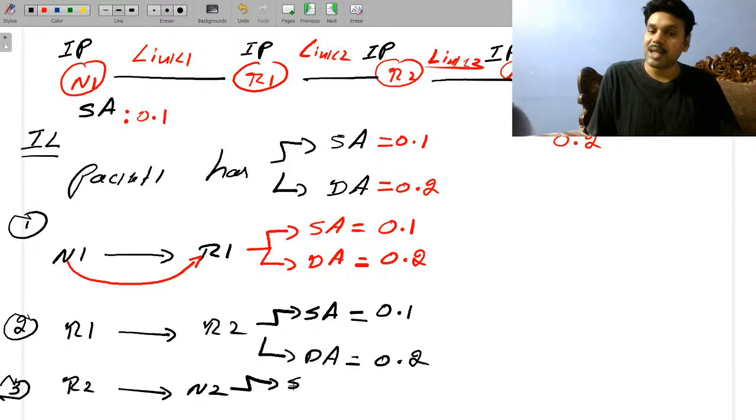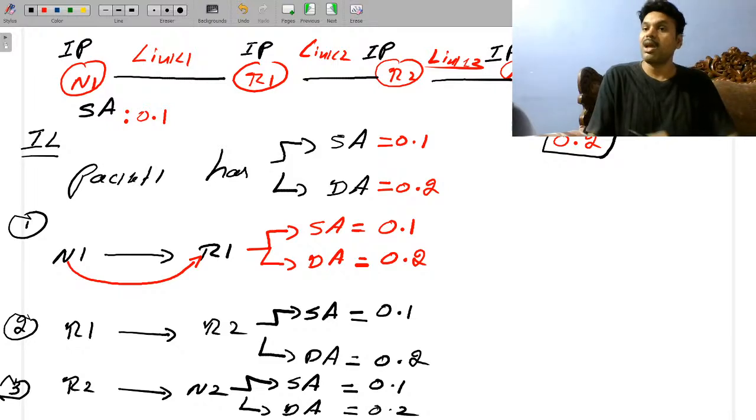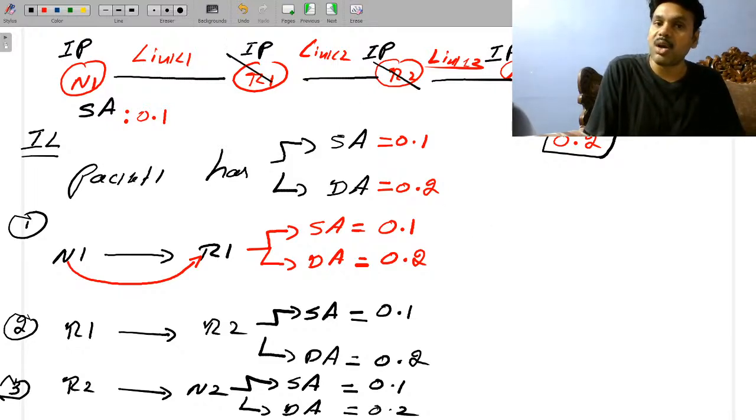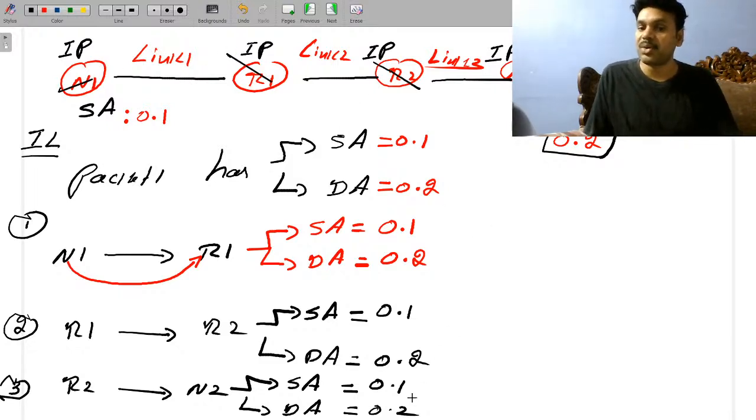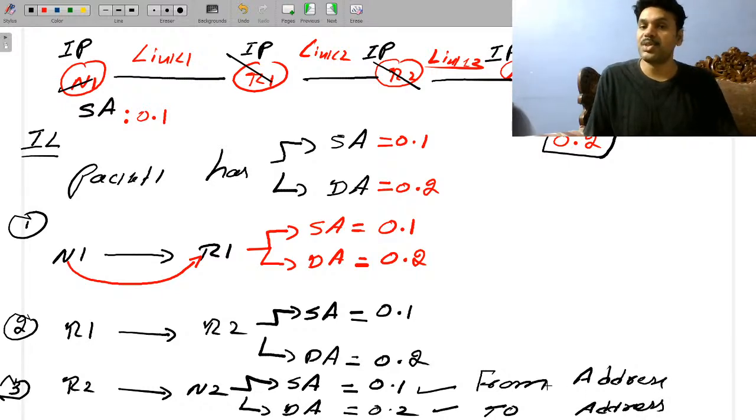Again it is an internet layer responsibility. I need to understand source address and destination address. Again the same, 0.1 and 0.2. I am the final destination, because see that I am the final destination. I got the data not from R2, not from R1, I got the data from N1 only. That's why the from address and to address are not going to be changed. Please understand carefully. But which address is going to be changed? That is the link address. Now I will show you in the next example how the link address is going to be changed.